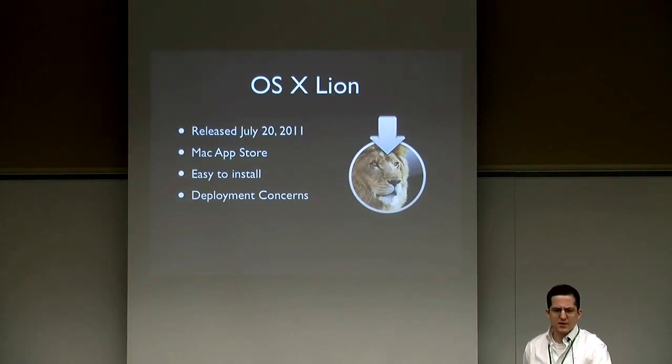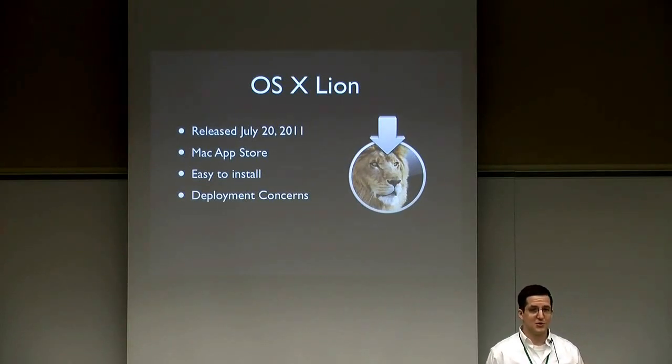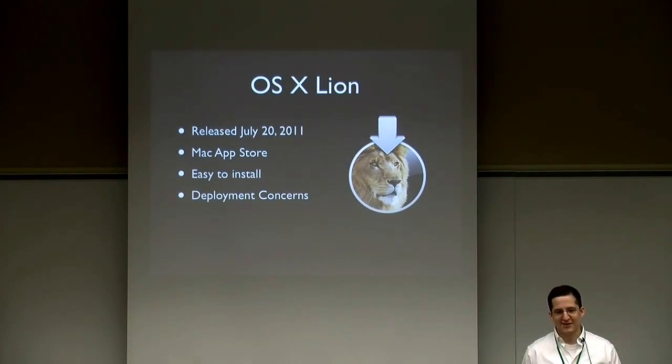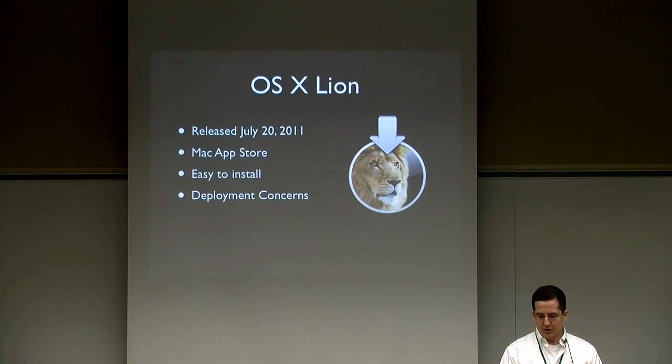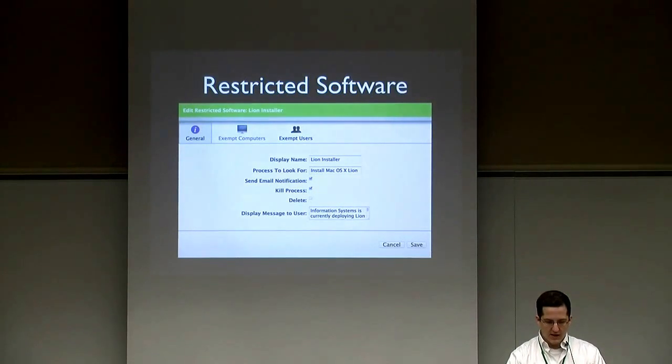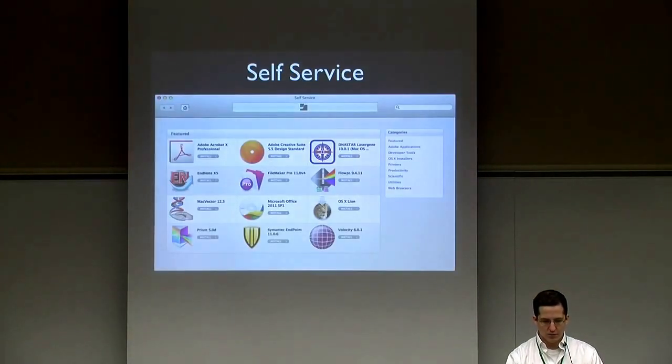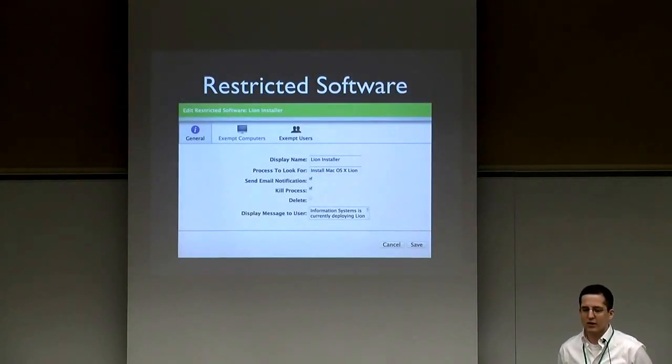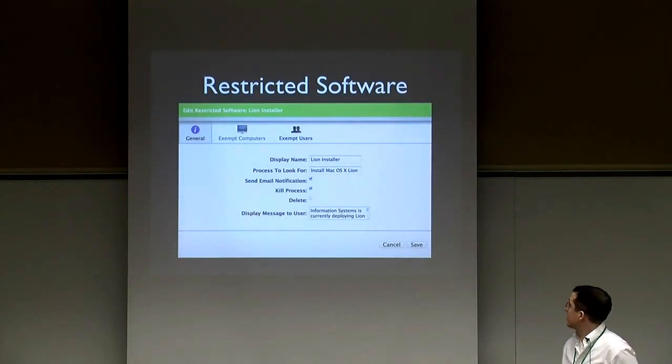OS X Lion was released almost a year ago on the Mac App Store, and as we all know, the Mac App Store made it really easy for our users to purchase and install Lion on their machines. For us, we had the issue of people putting their personal licenses on our assets, so we had to come up with ways of blocking that. Since we use Casper, we added the Lion installation to the restricted software list.